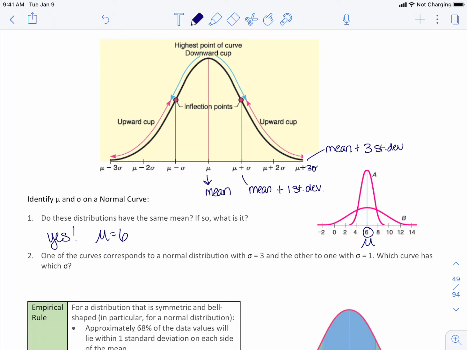One of the curves corresponds to a normal distribution with a standard deviation of 3, the other to one with a standard deviation of 1. Which curve has which value for sigma? I want you to try to figure this out now.